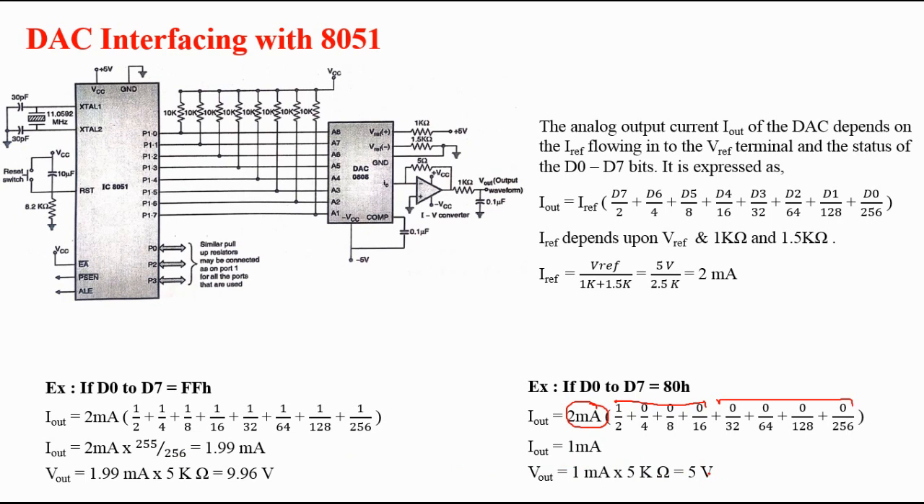Now let's take another example quickly. Let us suppose D0 to D7, all of the bits, are 0. So 0 upon anything, the answer will be 0, right? This 2 milliampere into 0 gives you 0 milliampere, and that's why the output will be 0.